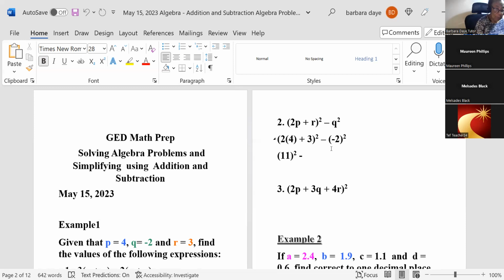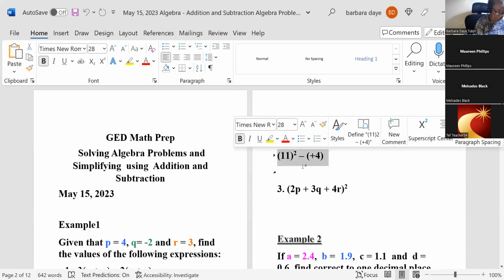Okay. So your answer would just be 11 squared minus 4. What did you do on that one, Miss Barbara? You get the 4 again? Minus 2 times a minus 2. Remember, unlike signs multiply to give you negative, like signs multiply to give you positive. So a minus 2 times a minus 2 is a plus 4. So your answer, we just leave it there as 11 squared minus 4. That's the answer.